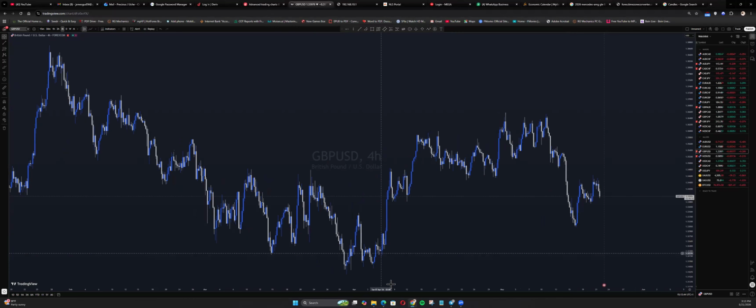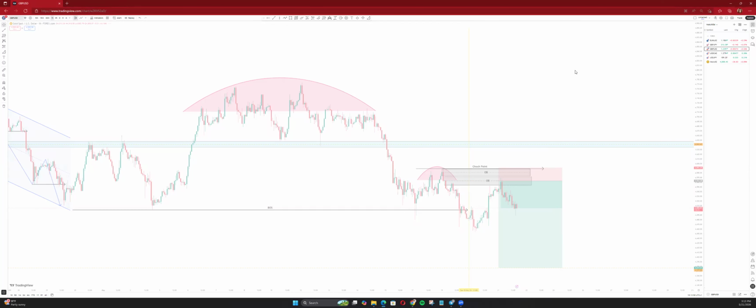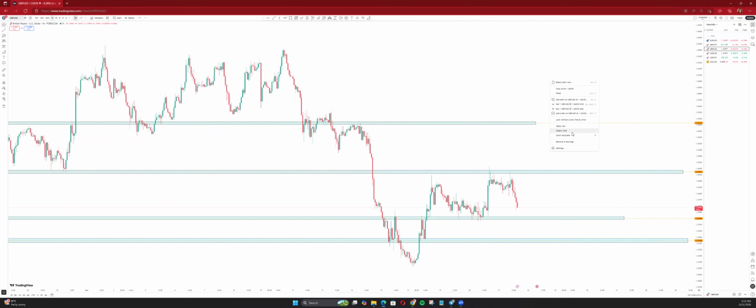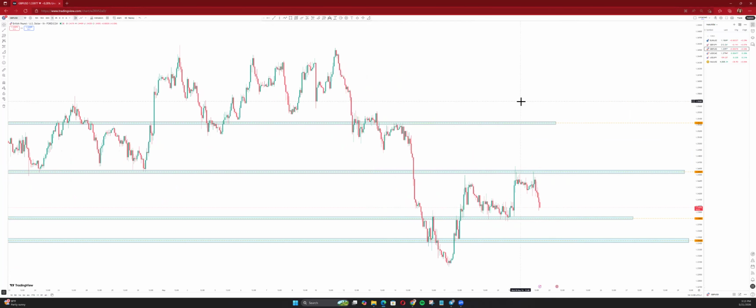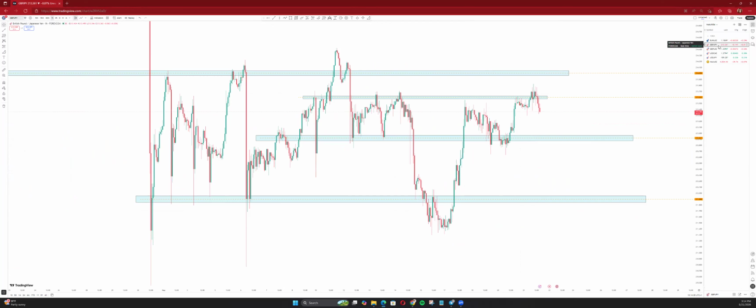I think I should use the white background. Let's go with the white background. Let me go to a chart that is clean. No, I need a chart that is clean. Ooh, this trade really played out, man. I need a chart that I've not analyzed. Okay, let's just use this one.